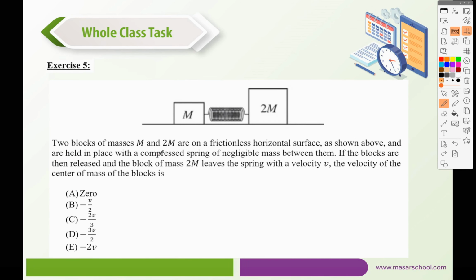Two blocks of masses M and 2M are on a frictionless horizontal surface shown above and are held in place with a compressed spring of negligible mass between them. So initially there is no motion, then the total linear momentum of the system is 0, which means the center of mass of the system, which replaces M and 2M, is at rest. So the center of mass is at rest.